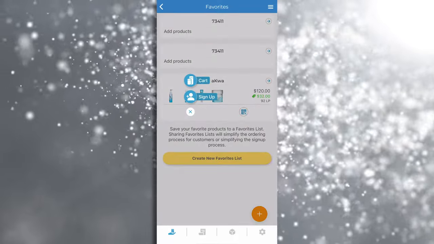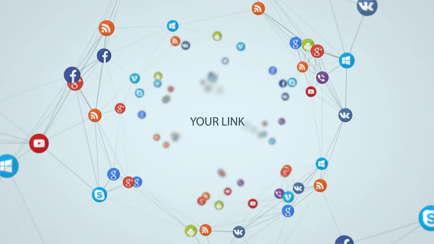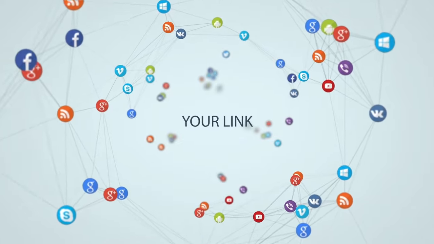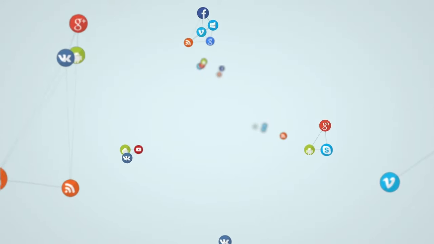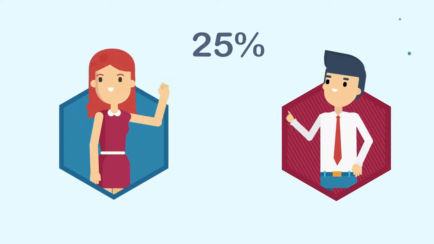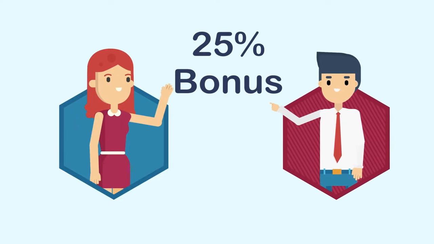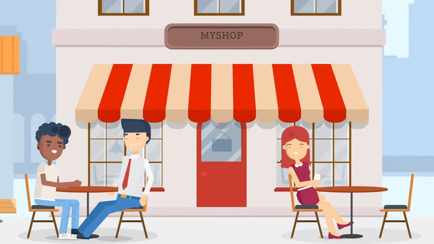Now you can share this favorites list with your MyShop customers. You can save and share the favorites link or QR code anywhere. WhatsApp, text message, social media, business cards, or a blog. Just copy the link and paste it in. They save 20% or more paying the wholesale price, and you earn an extra 25%. It's a win-win. Yep, that's just one of the many joys of MyShop sharing.